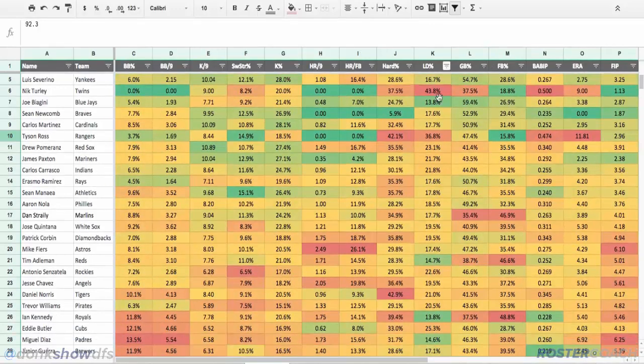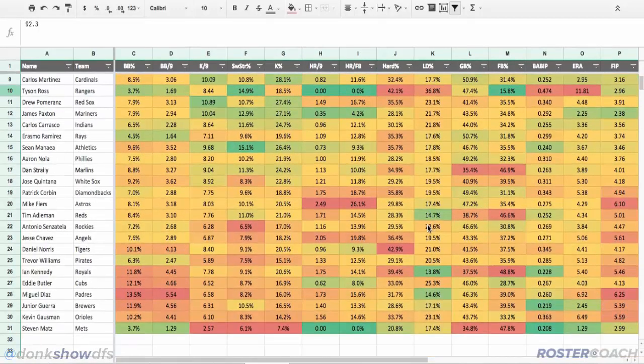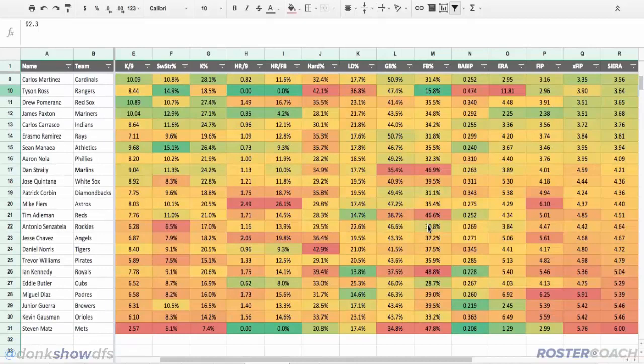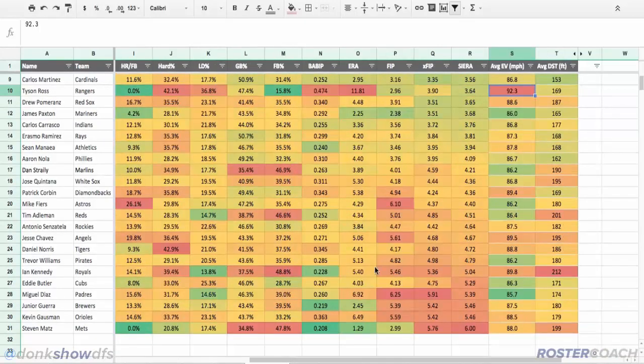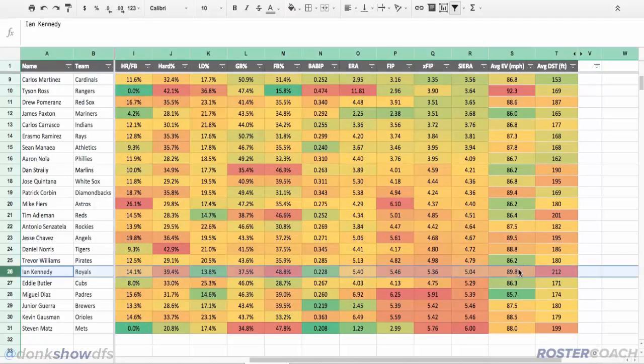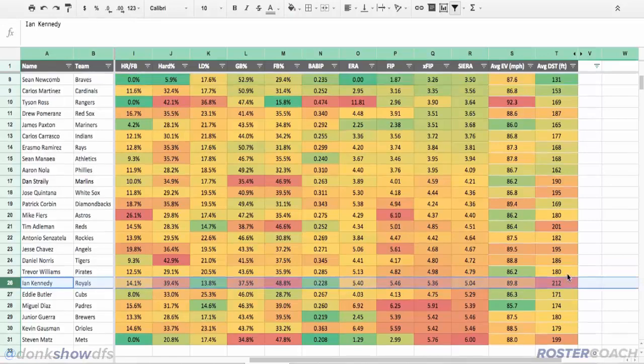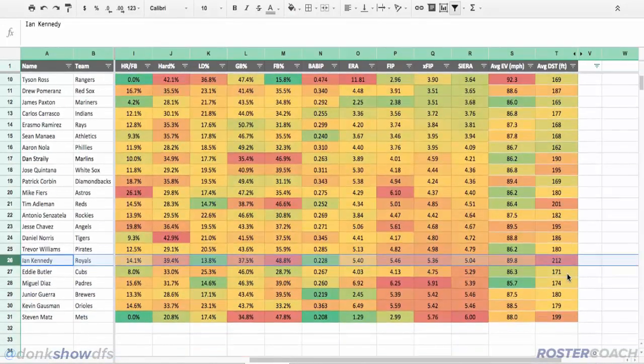And on top of that, line drive rate is also a number that I like. I want a high line drive rate because those are most likely to end up in hits. You see a lot of red in this line. We see Ian Kennedy, almost 90 miles per hour exit velocity, and the highest average distance on this particular slate was 212 feet. So that's good.